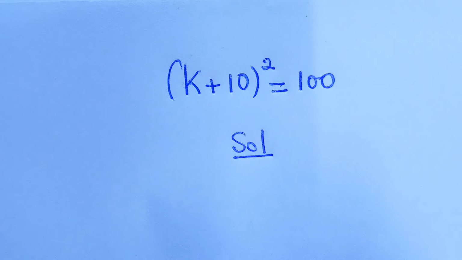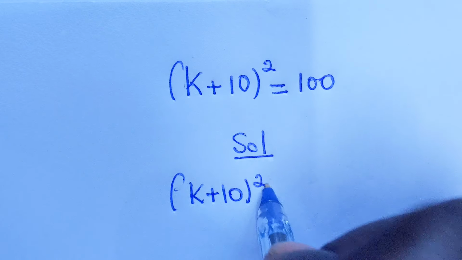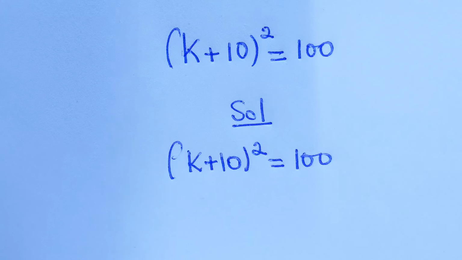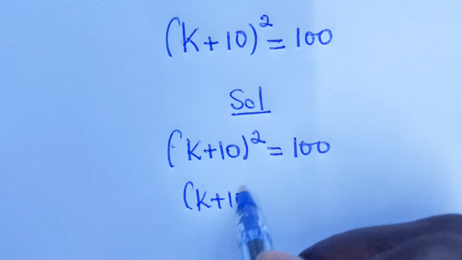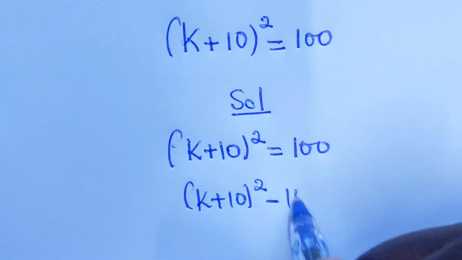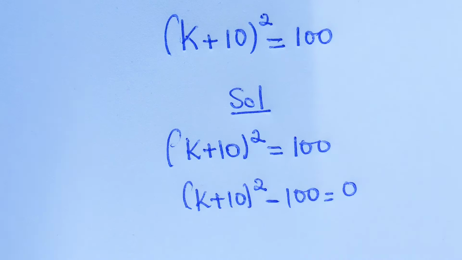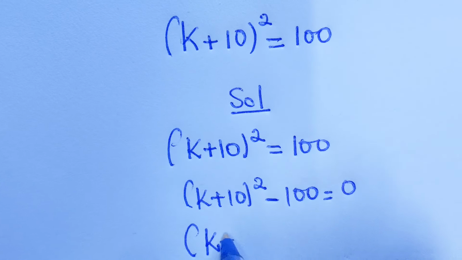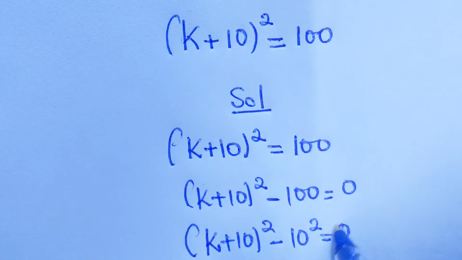Then you have to copy what you have: (k + 10)² = 100. Okay, then what are you going to do? We have (k + 10)² − 100 = 0. Okay, we are going to convert this equation we have right here into a difference of two squares. So (k + 10)² − 10² = 0.